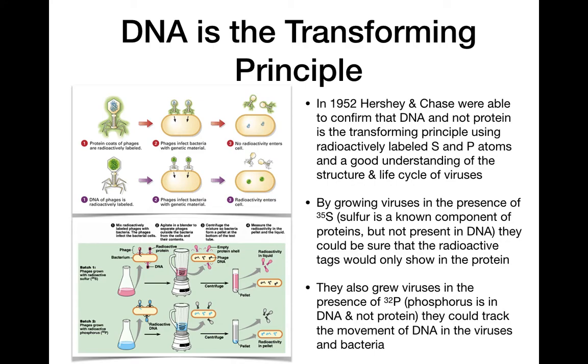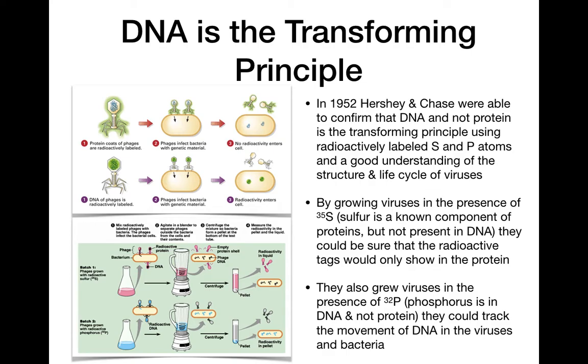And the same thing with viruses in P32. So phosphorus, we knew, was in DNA, much more than in protein. And they're going to grow that as well. So we have viruses that contain radioactive material in their capsid and viruses that contain radioactive material in their DNA only. And that allows them to track the movement of the DNA in the viruses and bacteria. So at this point, we thought that DNA was transformable, but we weren't sure, and the debate was between protein and DNA.